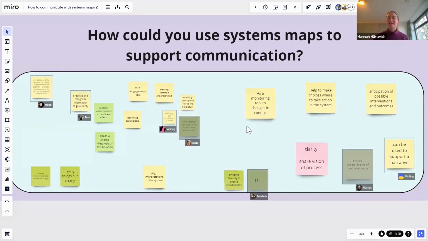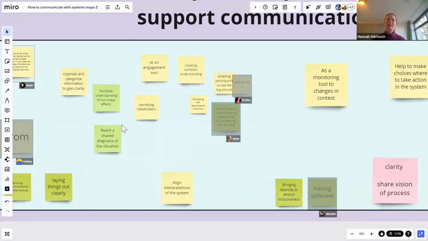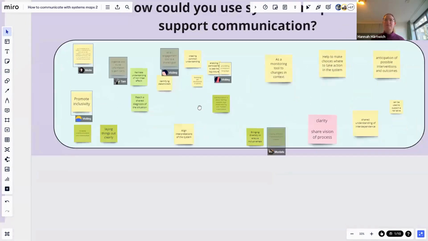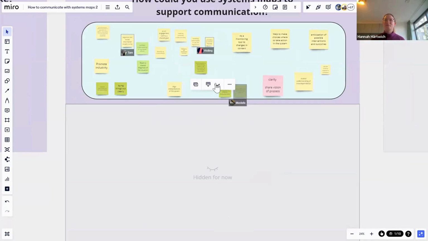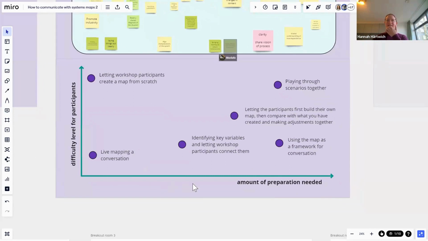So you have shared some more ideas of how systems mapping helps. It can help us to reach a shared diagnosis of this situation and align our interpretations. You might also use it as a monitoring tool. But in this case, what I meant with that question was really very practically in that moment of dialogue. How can we work with the map? What can that look like? And there are more dimensions of the different ways of working with maps that we can look at.